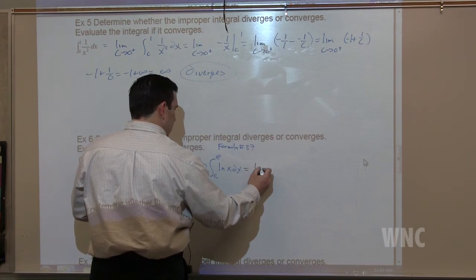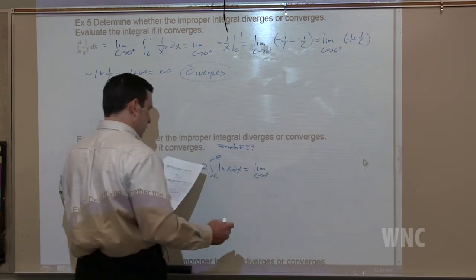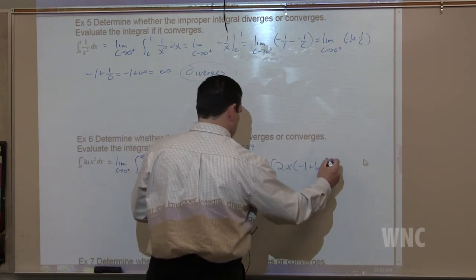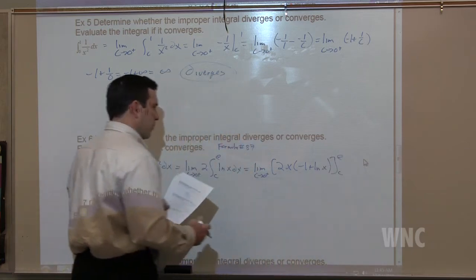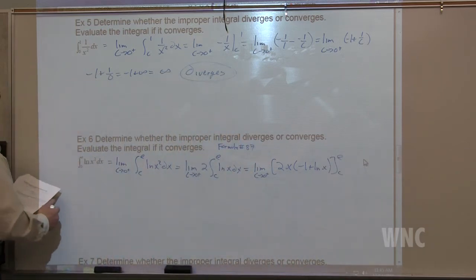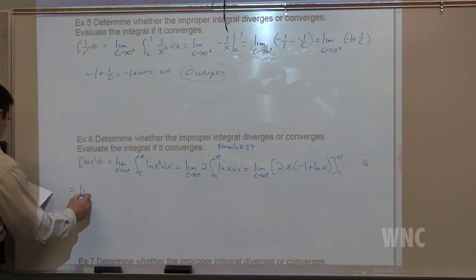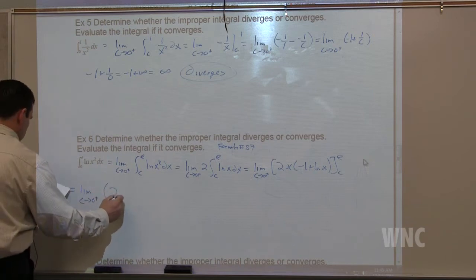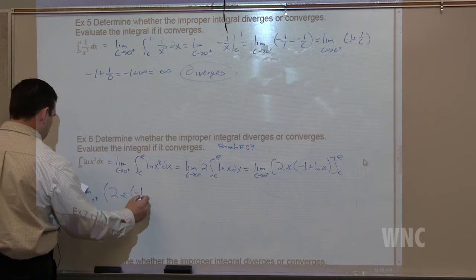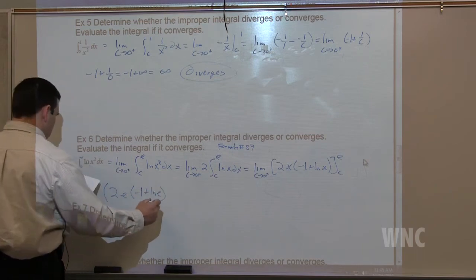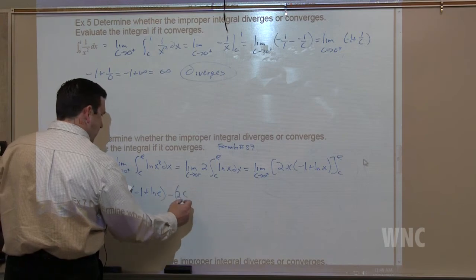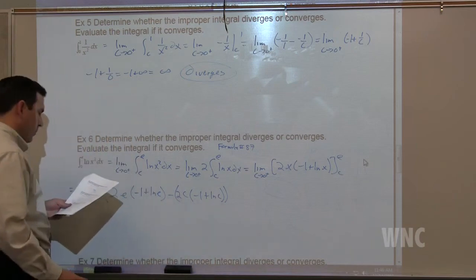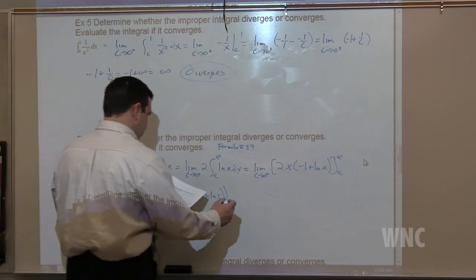That's going to give us the limit as c approaches 0 from the right side of 2 times x times negative 1 plus natural log of x from c to e. So we're going to have the limit as c approaches 0 from the right side of 2e times negative 1 plus natural log of e minus 2c times negative 1 plus natural log of c.